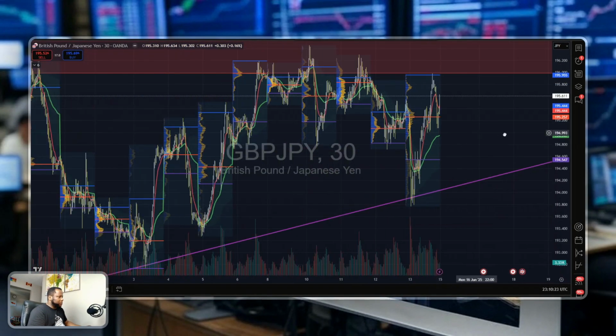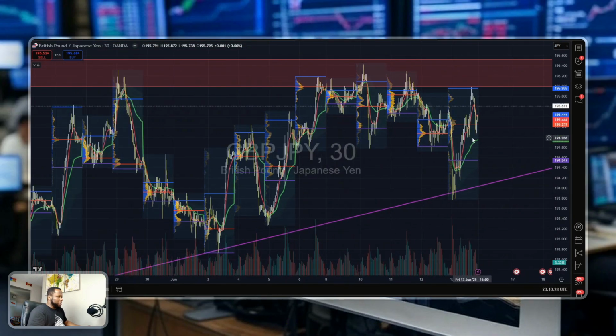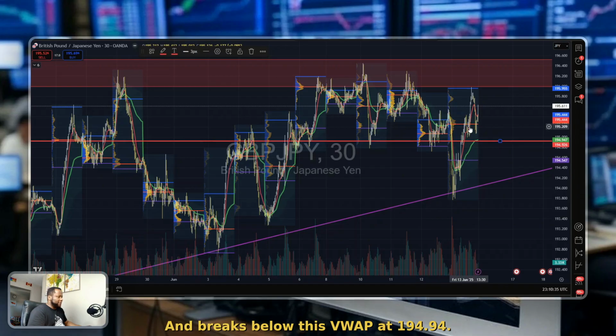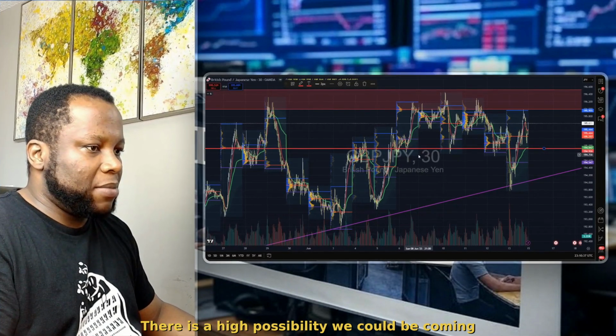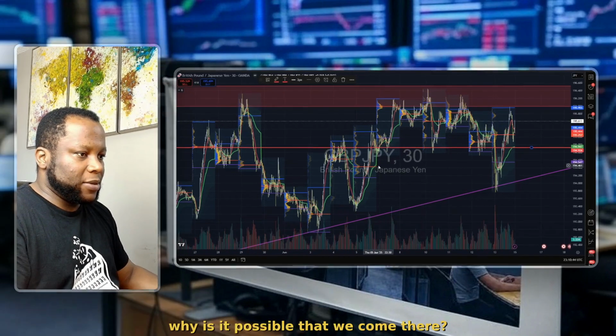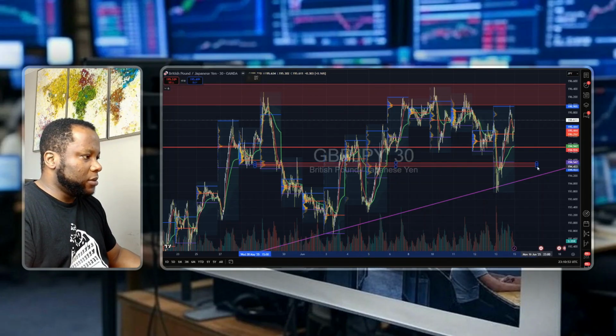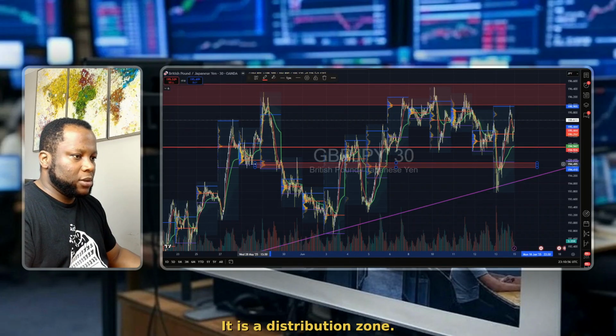So I just want to let you know, if price is to come down here and retest this VWAP, which it could, and breaks below this VWAP at 194.94, there is a high possibility we could be coming down to this area, 194.55. Why is it possible that we come there? If we look to the left, we have another zone here. Okay, it is a distribution zone.